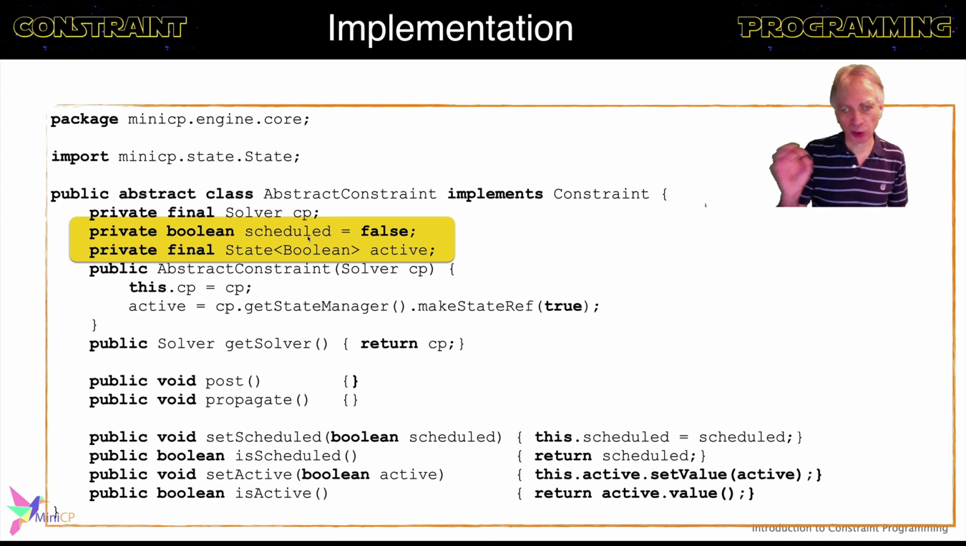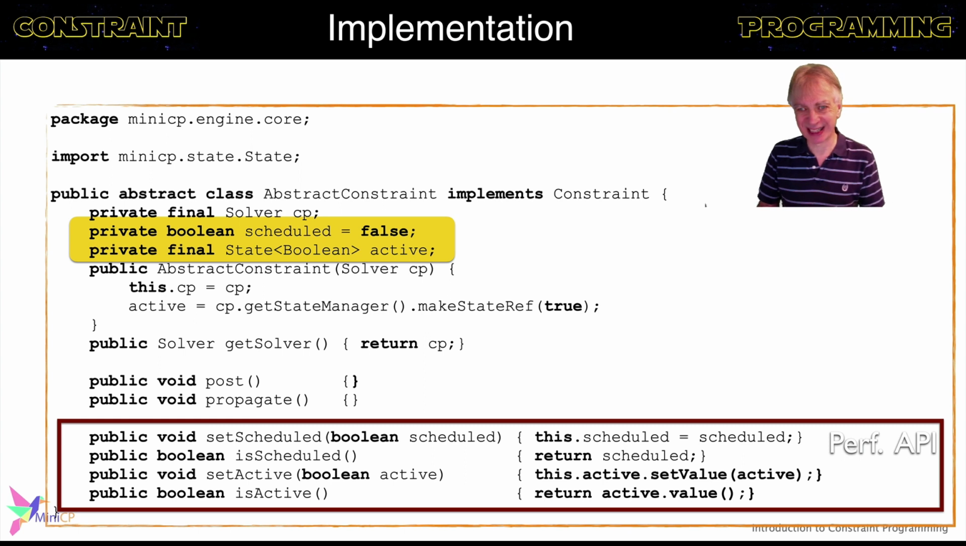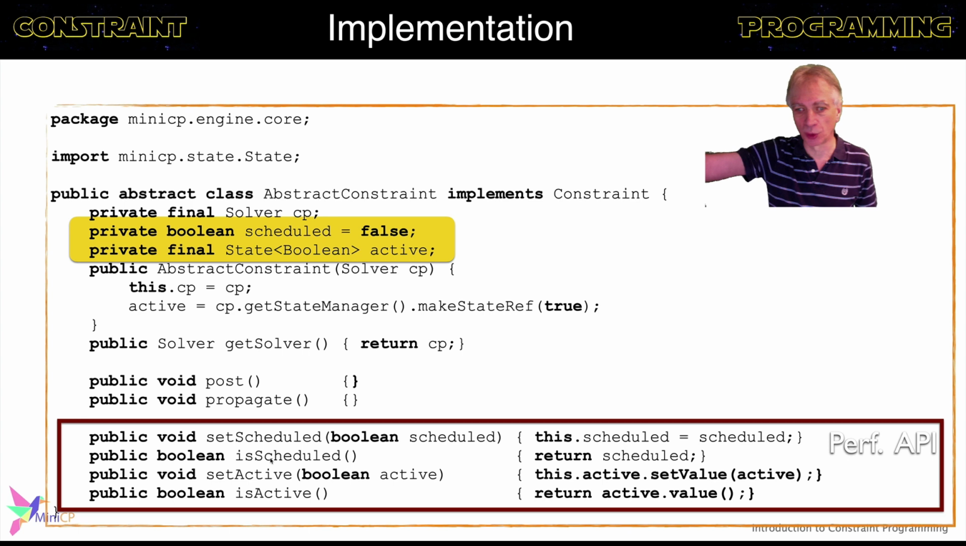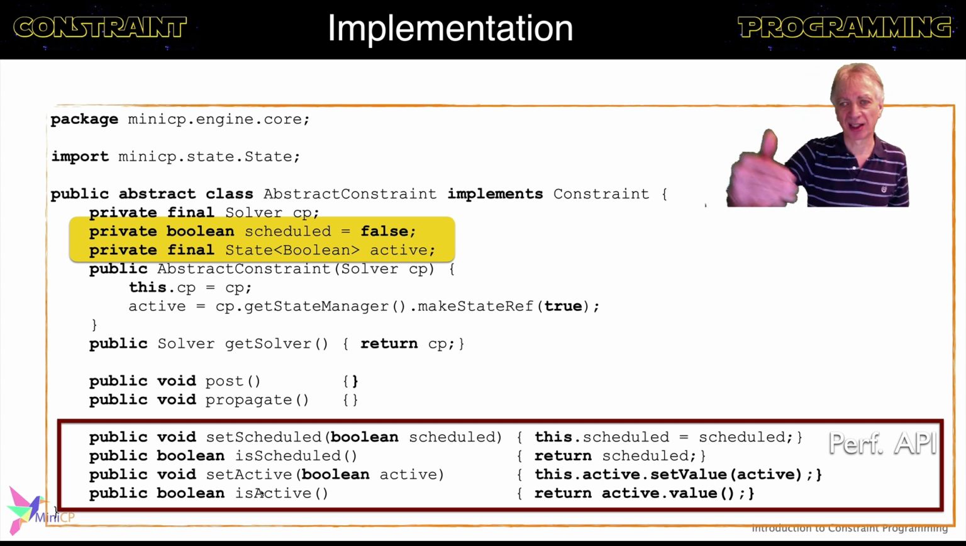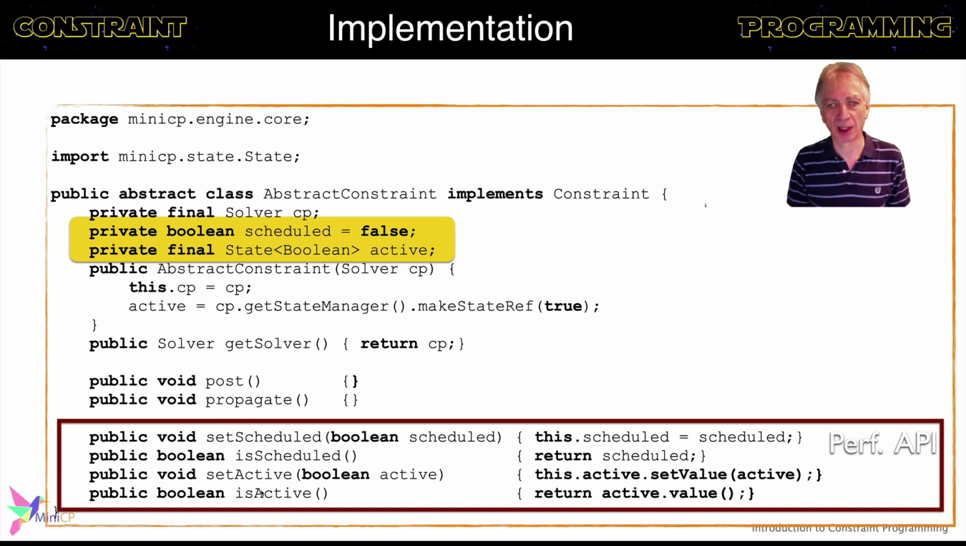Okay, so these are the two things that we need to do, and this is the API for implementing these optimizations for the propagation. So the first two here are dealing with the schedule flag. You can set the schedule to a particular value, and you can find out if the constraint has been scheduled, if it's on the queue or not. And active is the same thing. You can set the active flag, and you can actually find out if the constraint is active or not. Once you have this flag, you can do interesting things.